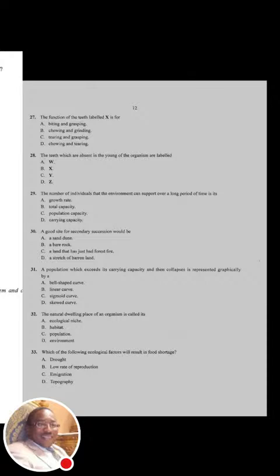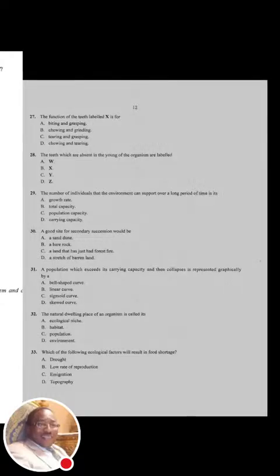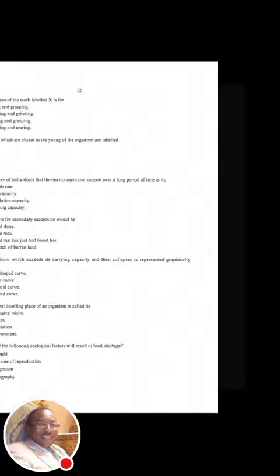It has nothing to do with the low rate of reproduction, where organisms cannot carry out fertilization. That has nothing to do with emigration, organisms moving away. That has nothing to do with topography, the level of the landscape. The correct answer is A. Drought can affect food supply. I hope we are getting the answers in this live session.